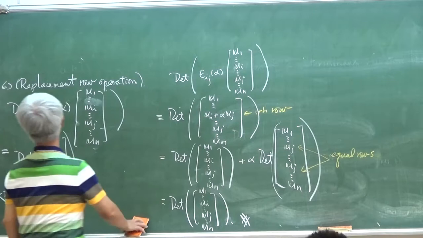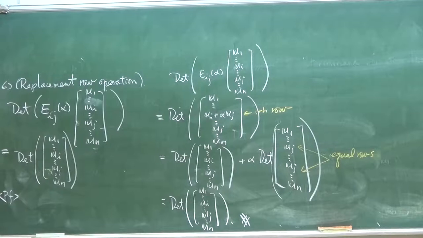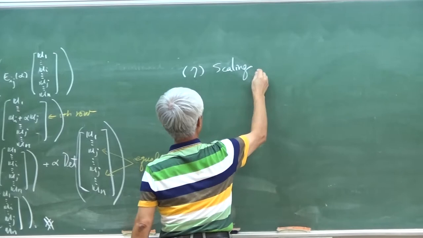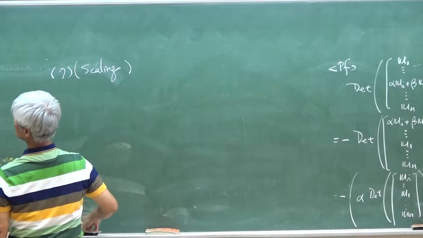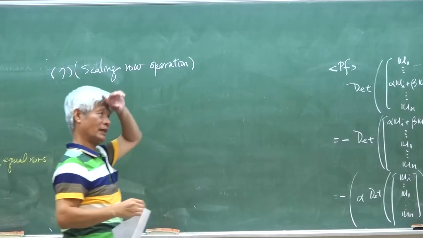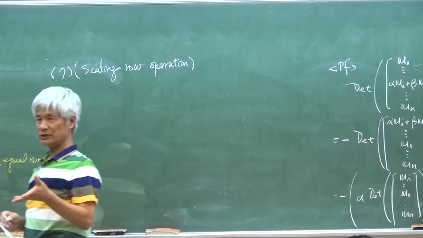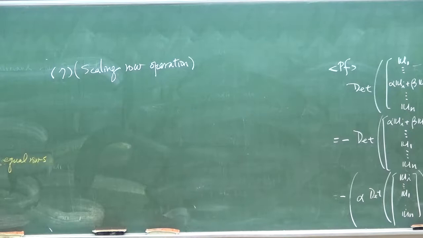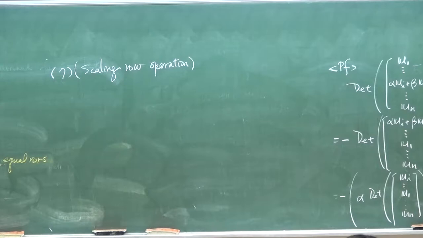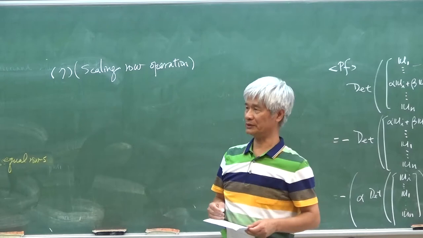Property 7, scaling. The row exchange operation has been included into the definition of the determinant function. This is our choice. I make a different choice from the textbook. So I have to discuss the approach, why the author of the textbook uses a different approach. And so the scaling row operation.